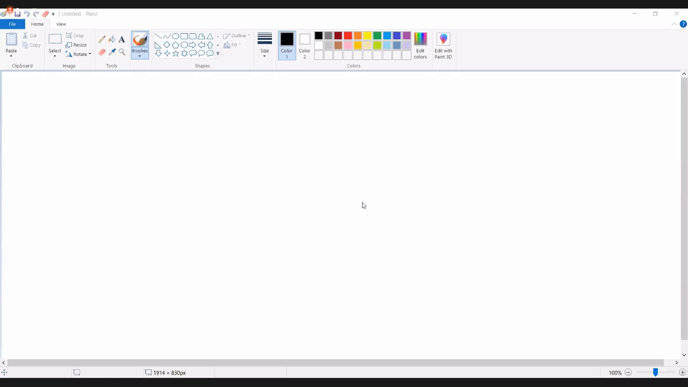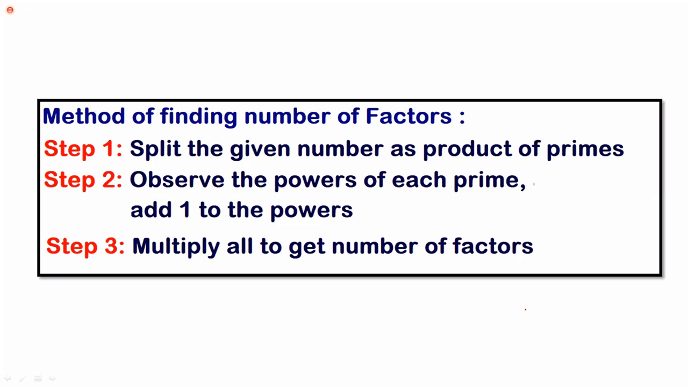You can just observe. So what is the method of finding the number of factors? For example, I have a number 6. I want to know the number of factors. I know that 1, 2, 3, 6 are the factors. The number of factors is 4. If you want to know it in the other way, you can write the given number 6 as a product of prime numbers. We can write it as 2 into 3, so 2 power 1 into 3 power 1. 2 and 3 are the prime factors.